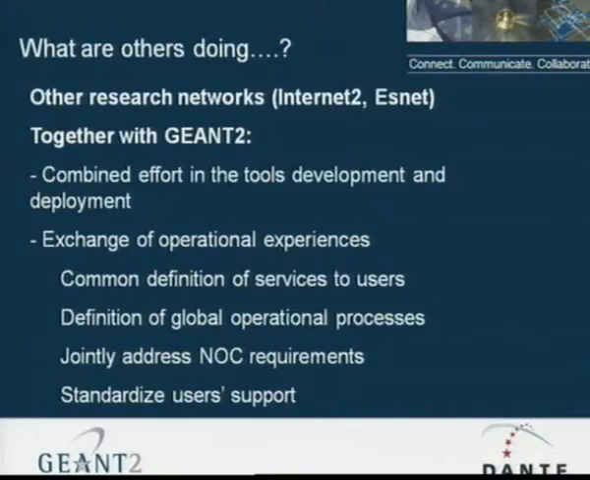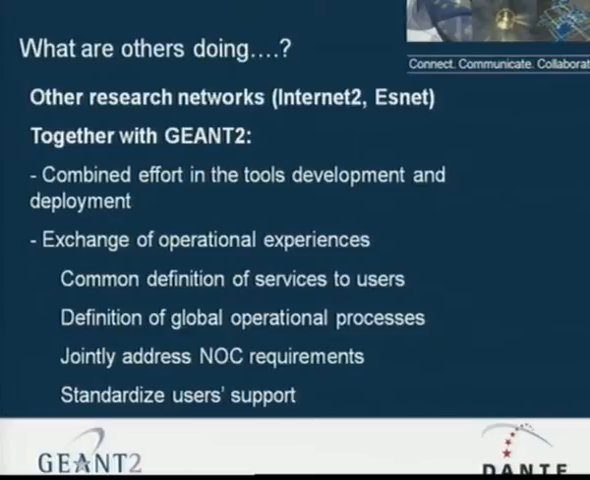So, okay, we are getting there. We are putting some efforts in bridging these challenges, but what are others doing on this? Are we the only ones thinking that we have a problem to solve? Well, we have the examples of other research networks like Internet2 and ESnet. Together with Jan2, they are putting some combined efforts in developing the tools and in deploying these tools that I talked about. For example, perfSONAR is a joint effort between Jan2, Internet2, and ESnet.